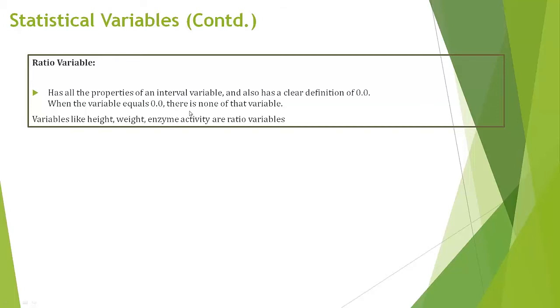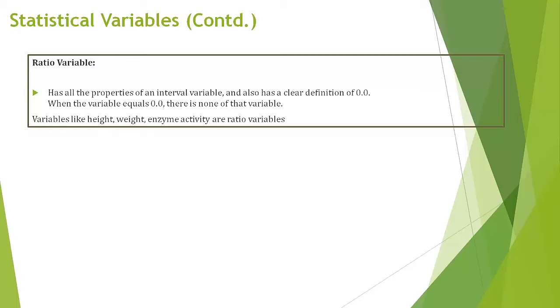Ratio variables have all properties of an interval variable. Maybe it can also be termed as an interval variable, but what makes it a ratio is a clear definition of zero. When the variable equals zero, there is none of that variable. Suppose height. If you say height is zero, does it mean anything? No, that variable becomes redundant or meaningless.